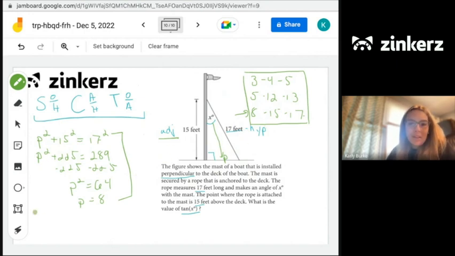Now to find the tangent of x, it's opposite, which is 8 over 17. Now, this is the no calculator part. So you're just going to put it in as 8 divided by 17, and you're done.